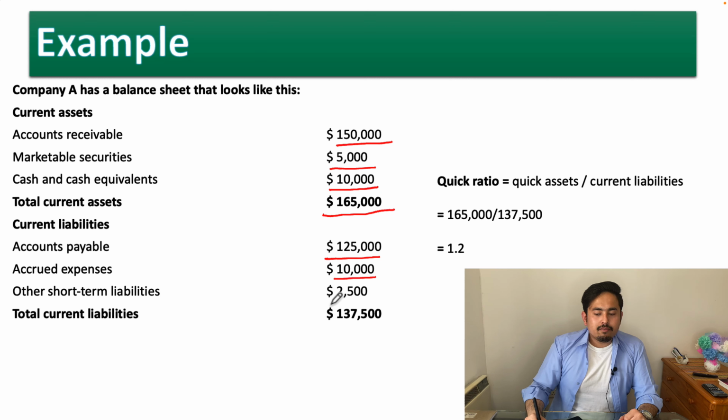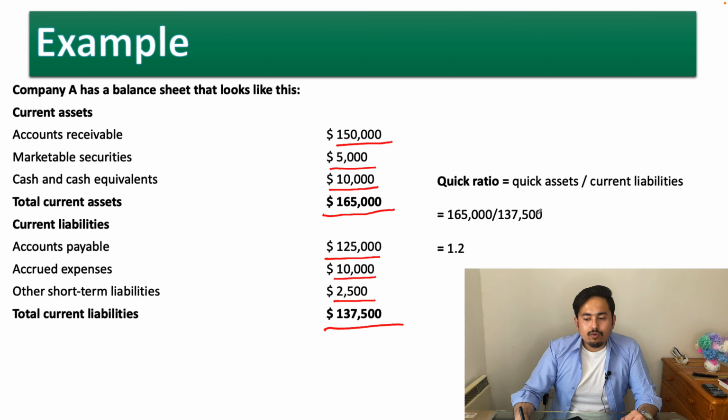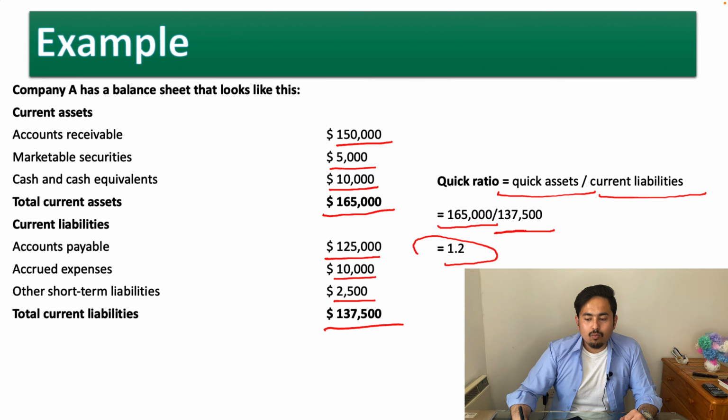And other short-term liability of $2,500 overall reach to $137,500. So as the formula said, the quick assets of the business should be divided by current liability. Quick assets divided by current liability: 165,000 divided by 137,500 will end up to 1.2.